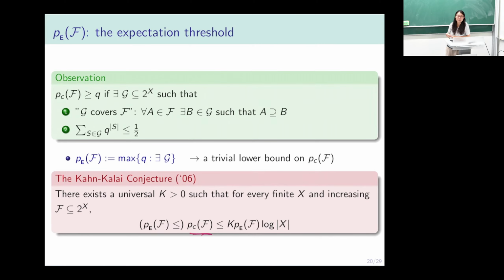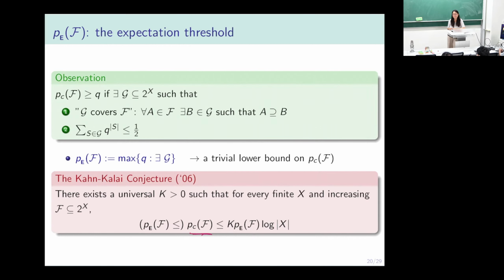Usually this expectation threshold is easily obtained? Oh yeah, that's a good question. But usually, for those interesting questions in random graph theory, the expectation calculation is easy. But if we consider any arbitrary increasing properties, then usually it's hard. Okay, so application-wise it's easy.